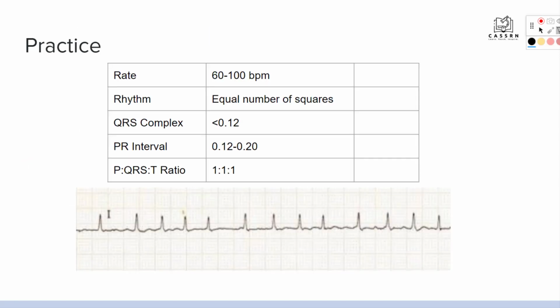All right, let's go through and practice on this. So first off, we're going to start with our rate. We're going to go 1, 2, 3, 4, 5, 6, 7, 8, 9, 10, 11, 12, 13. We're going to times that by 10 because this is a 6-second strip. We're going to say that our beats per minute are 130. Then we're going to check our rhythm. If you look at these without even counting the squares, you can tell this one is much bigger than this one or this one. Then we get another big one right here. So we're just going to say that this one is definitely irregular.